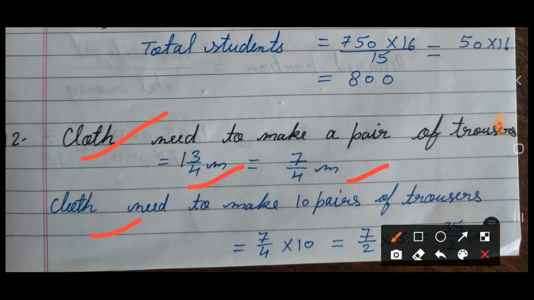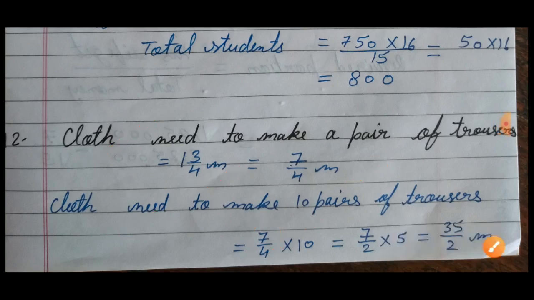Now cloth needed to make 10 pairs of trousers. For this, students, we will multiply this 10 by 7/4. On multiplying this we are getting 35/2 meter. This is the required cloth for 10 pairs of trousers.